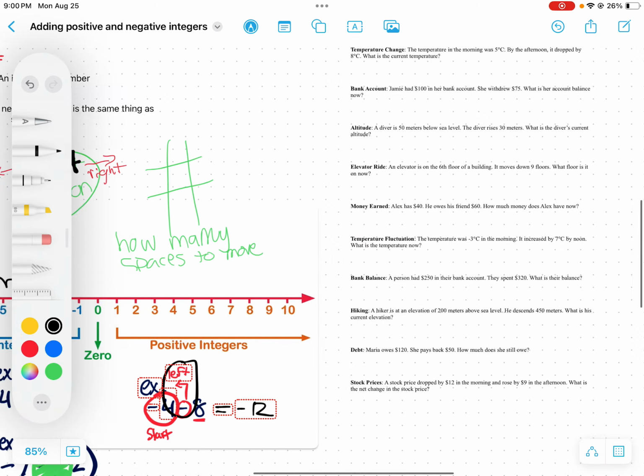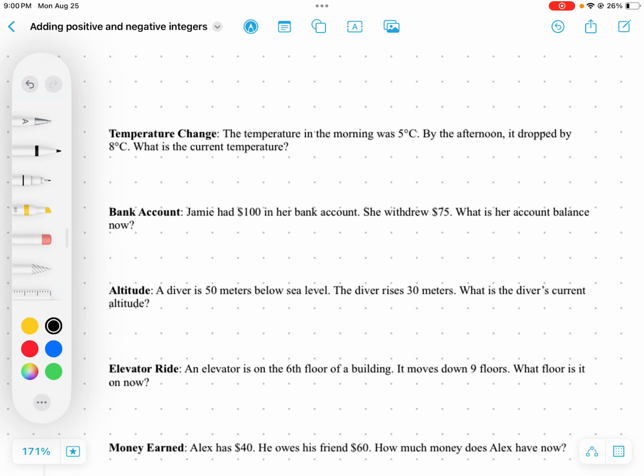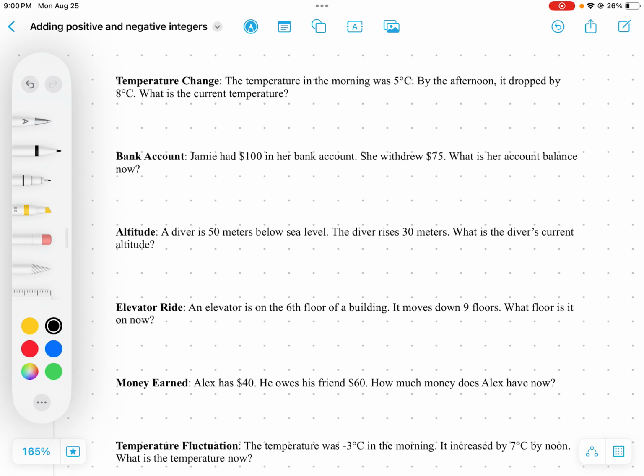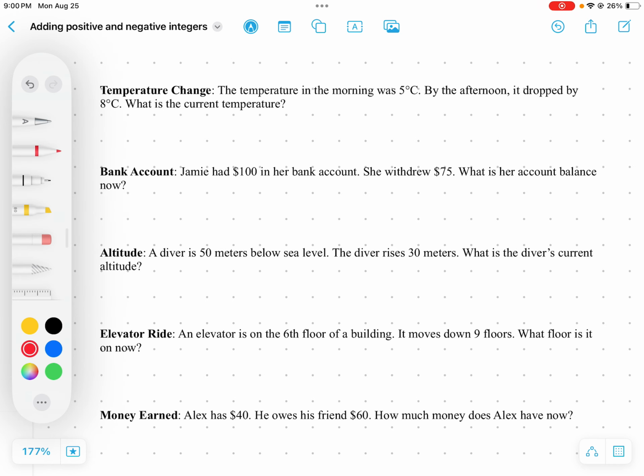Now, when you're working with some word problems over here, you're going to want to make sure you look for those key words like we talked about in Unit 1, okay? So, words like dropped are going to be subtracting. Again, withdrew, that means we're going to be subtracting, okay? So let's go ahead and read a couple of these problems and see if we can write out a statement that would work. So it says the temperature in the morning was 5 degrees Celsius. Is that a positive 5 or a negative 5? Positive, because it says it was 5 degrees. So we're going to start with positive 5.